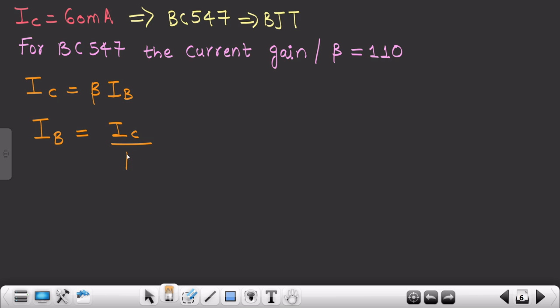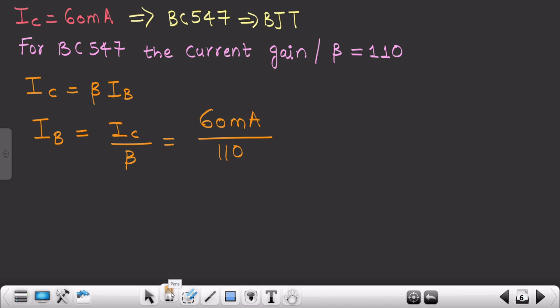Just a second, IC by beta. So your IB is nothing but 60 milliampere divided by beta, which is 110. Let me calculate this value and check what we get. So my IC is 60 into 10 raised to minus 3 divided by 110, and the value pans out to be 0.54 milliampere.